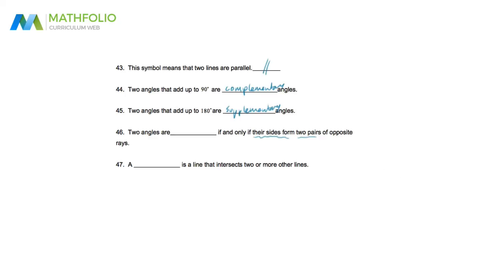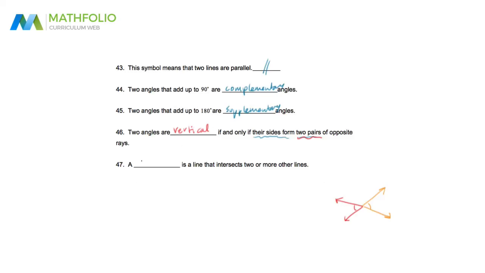Alright, I had to think about this one for a minute. So two angles are vertical. The thing here is it says two pairs of opposite rays. So if you've got one angle here, and only if their sides form two pairs of opposite rays. An opposite ray here would in fact look like this. An opposite ray here would look like this. So these two angles are vertical, meaning opposite and equal.